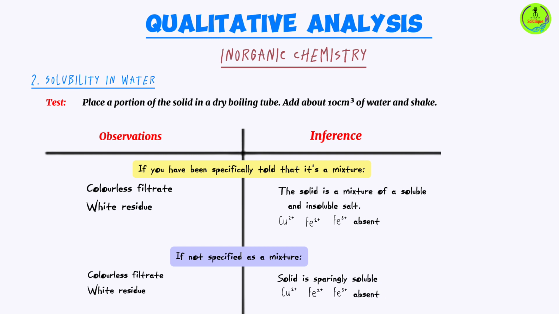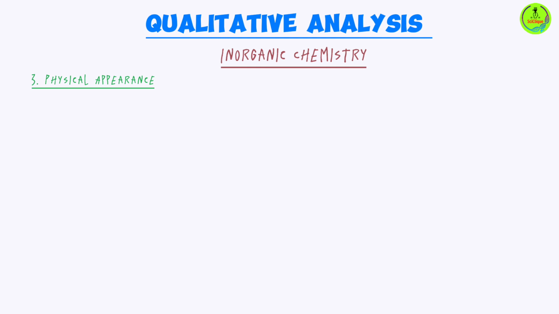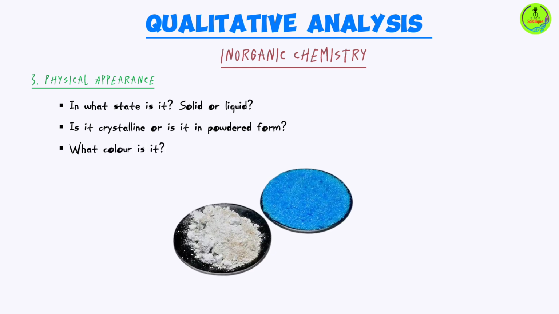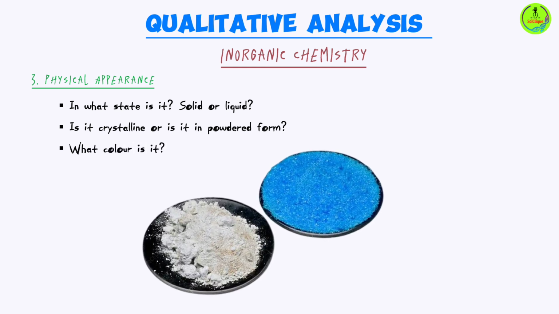Now, moving on to the next one, the physical appearance of the substance. So you're supposed to explain the state of the substance, the texture, whether it's crystalline or in powdered form, and yes, the color. So this is whereby you can write whether you have white crystals, blue crystals, white powder, and so on.